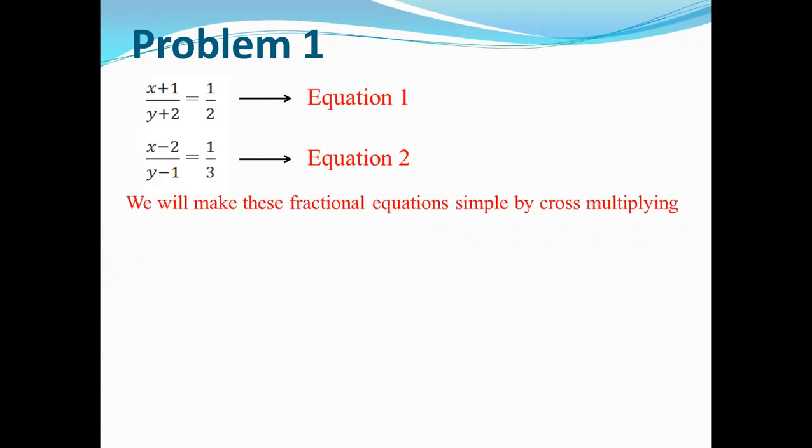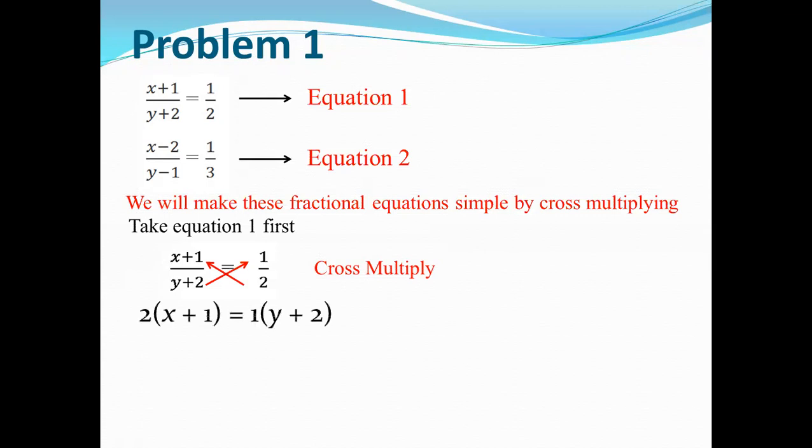You can see both the equations have fractional values. Our first step is to remove the fractions from the equation, and we can remove these fractions by cross multiplying them. Let's take the first equation first. In equation number 1, (x+1)/(y+2) = 1/2. We'll cross multiply the denominators. So x+1 will be multiplied by 2 and y+2 will be multiplied by 1.